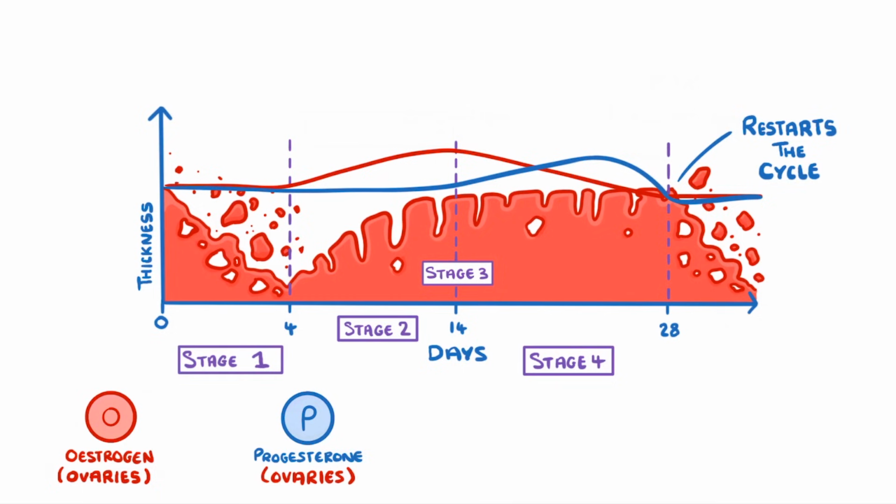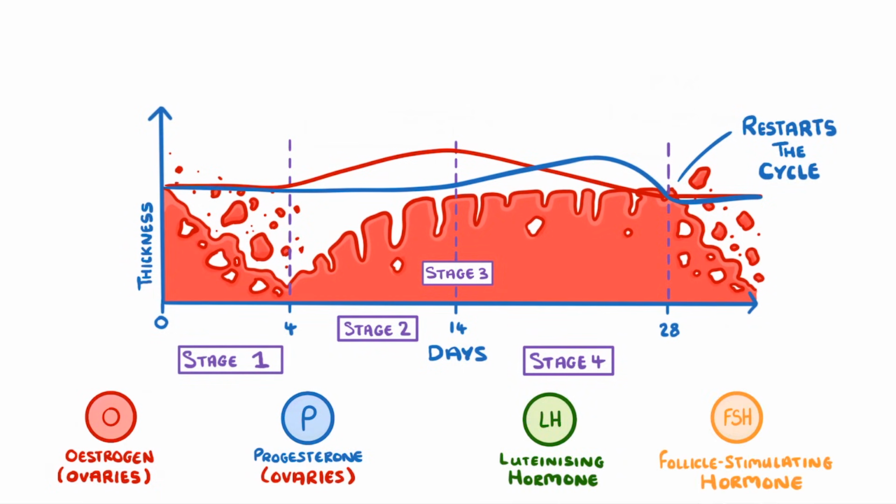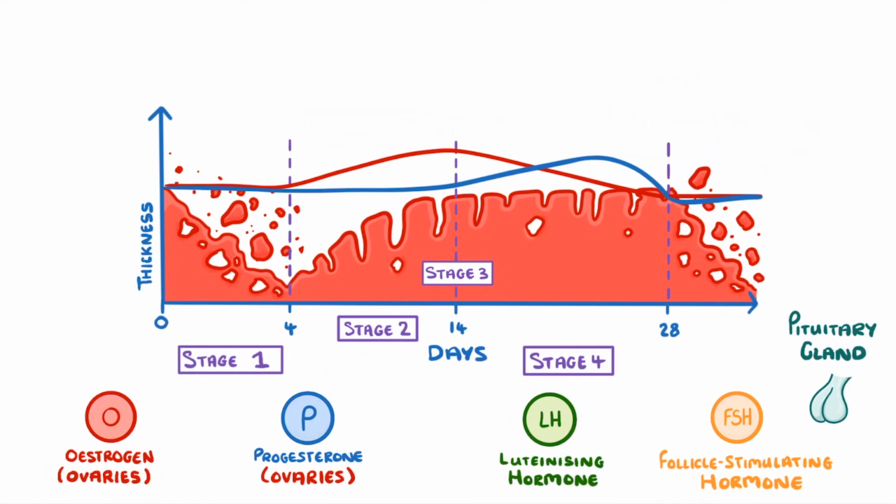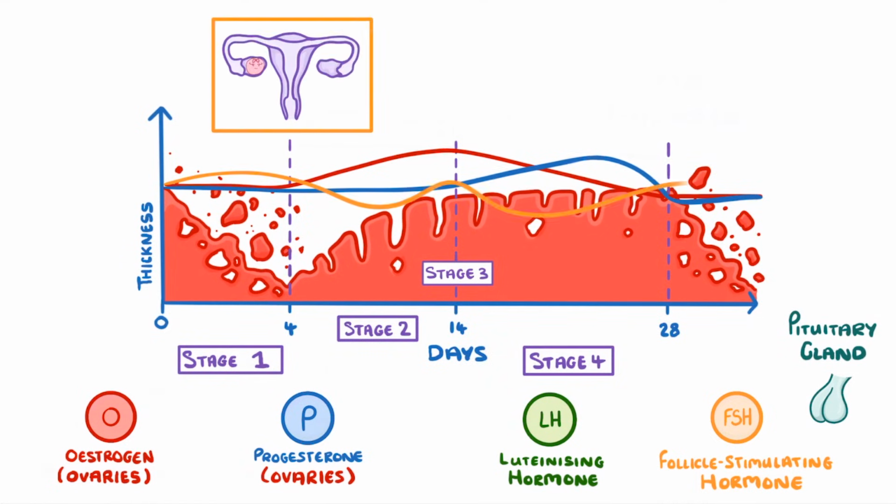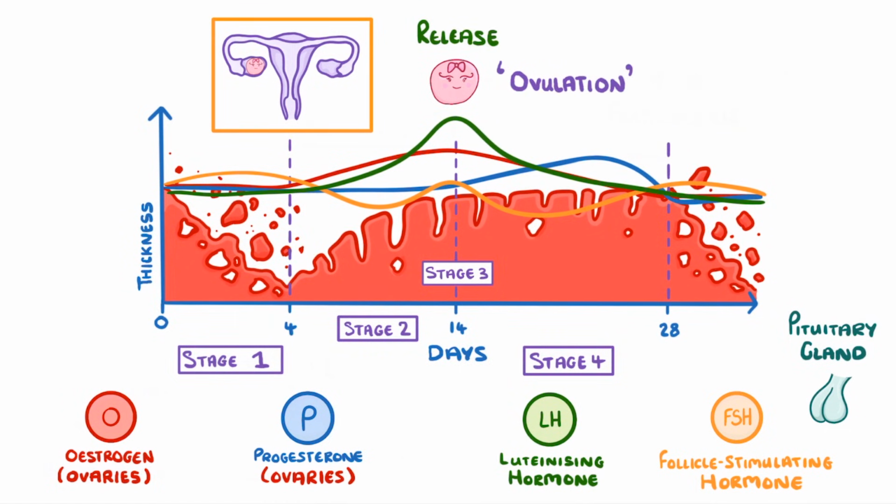The other 2 hormones are luteinizing hormone, LH, and follicle stimulating hormone, FSH. And both of these are produced in the pituitary gland, which remember is a small gland behind your eyes, near your brain. The role of FSH is to stimulate one of the eggs to mature in one of the ovaries, while LH stimulates the release of that egg on day 14, which we call ovulation.